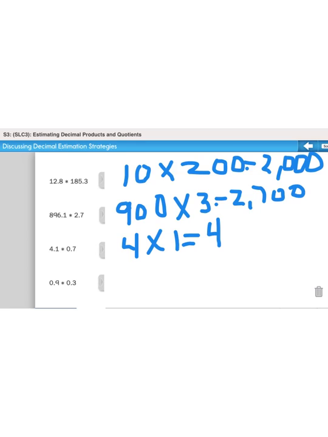Then finally 9/10 times 3/10, we could round the 9/10 to 1, and the 3/10 we can leave as 3/10 because we know that 1 times any other number is that number itself. So our estimate would be 3/10.